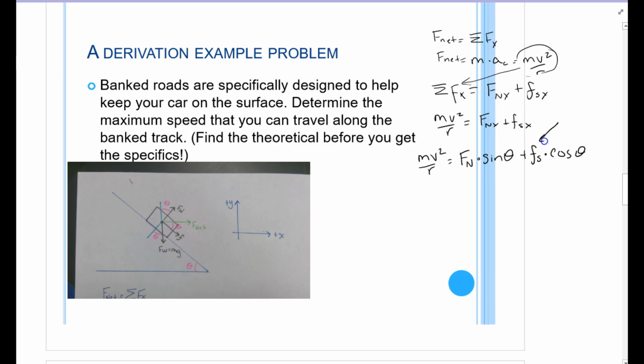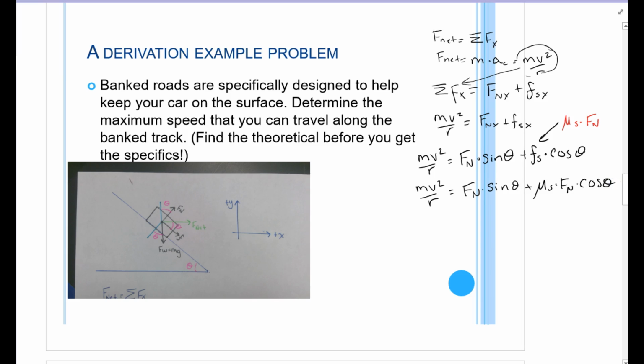We can also look at the fact that static friction has a particular value. That's going to be the coefficient of friction times my normal force. So I'm going to rewrite that out with this new information, again keeping my left-hand side the same: my normal force times the sine of theta plus my coefficient of friction times the normal force times the cosine of theta.